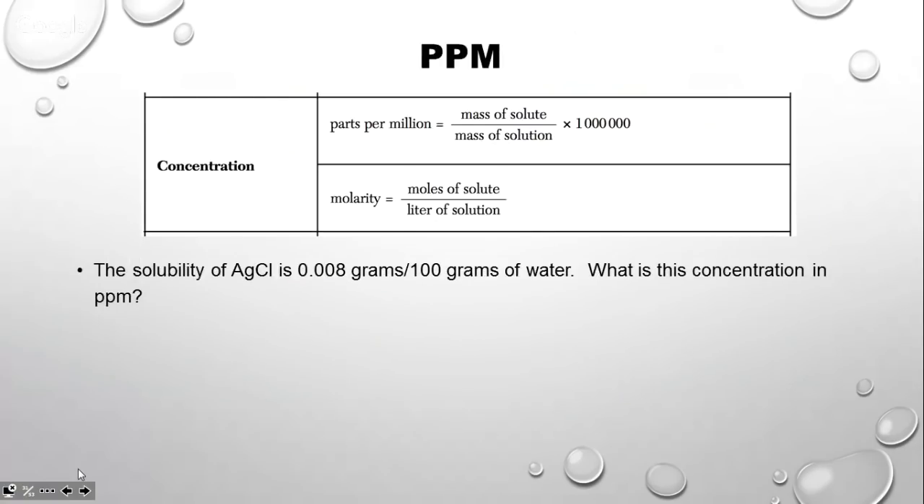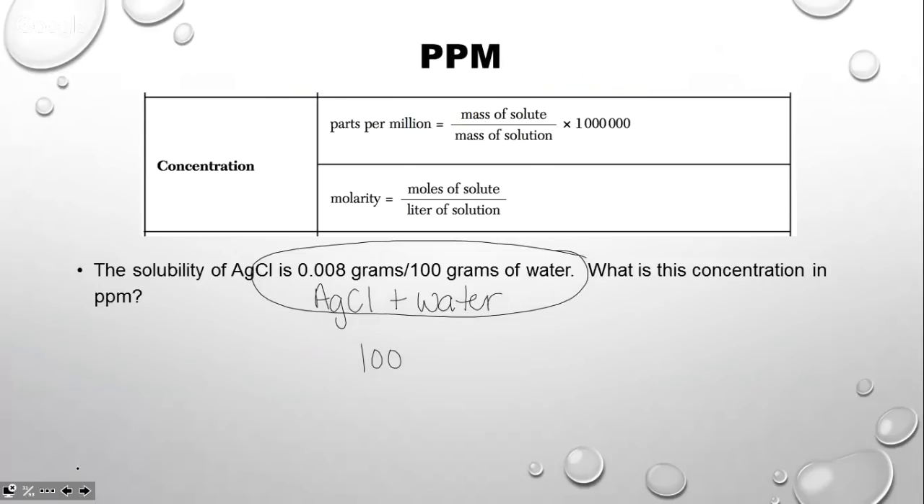For parts per million, that's the other concentration. If they give you a certain number of grams of a substance and a certain number of grams of water, and we want to find the concentration in parts per million, it's just like percent, but we're going to do part over whole times 1 million. So the solution is going to be the AgCl plus the water. So here we have to do the total as 100.008 because they gave them to us separately. If it says 0.008 grams of AgCl in 100 grams of solution, then that's going to be a different story.